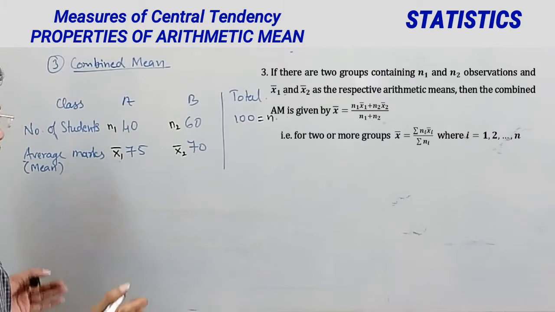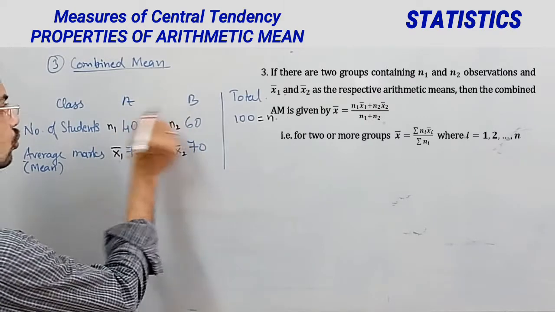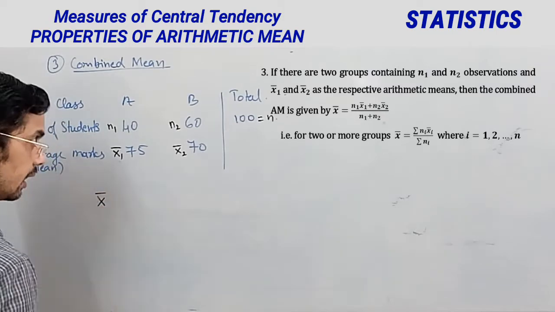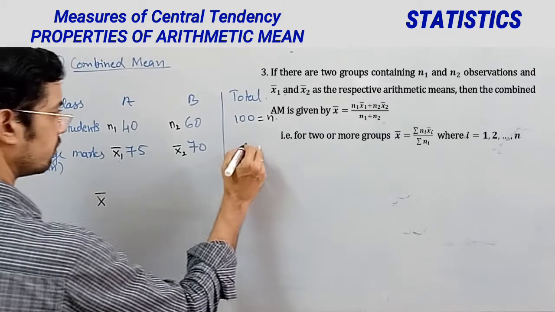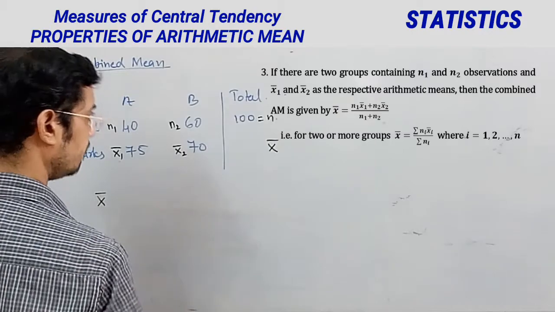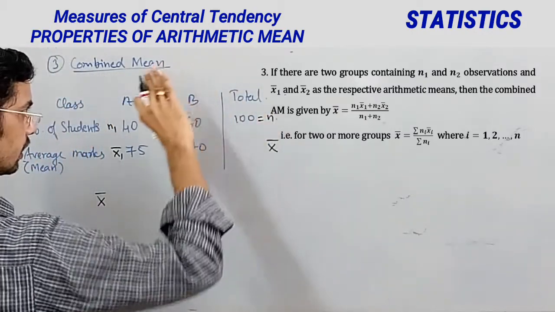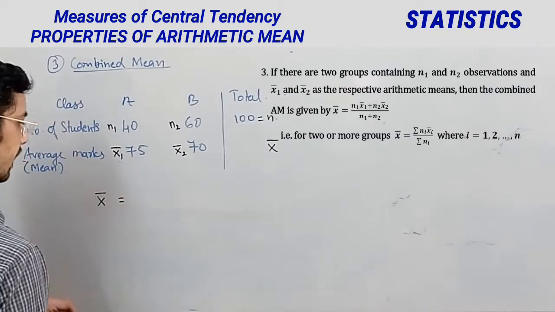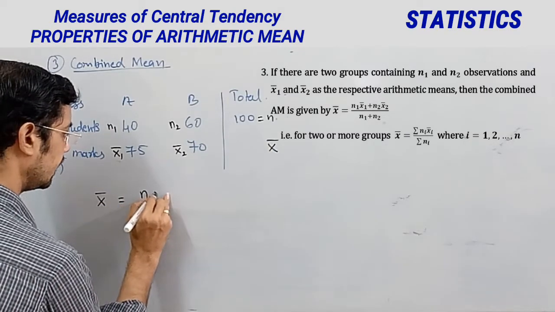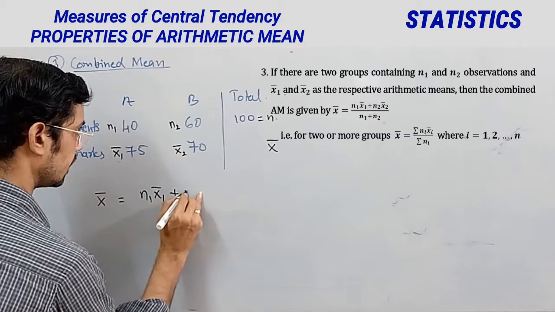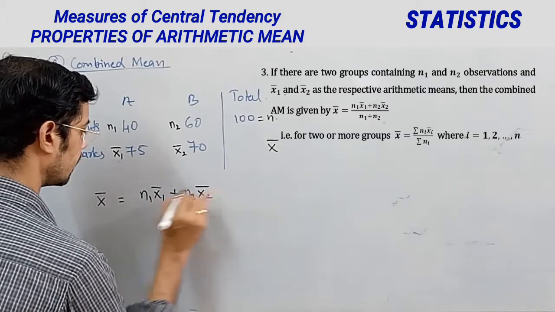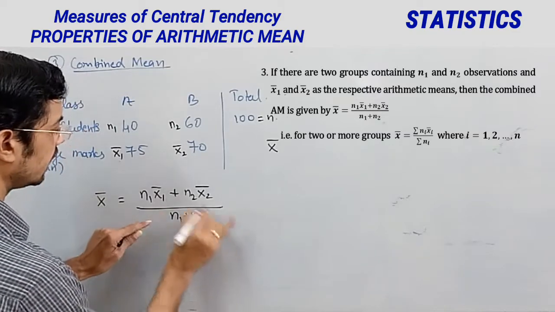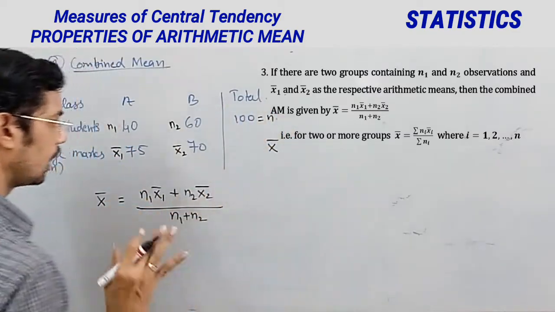So the formula to find the combined mean of two groups will be given like this. X bar is the combined mean, the combined mean of the full group together. So that will be given by N1 into X1 bar plus N2 into X2 bar divided by N1 plus N2. See, N1 plus N2 is the total number of students, that is equal to 100.